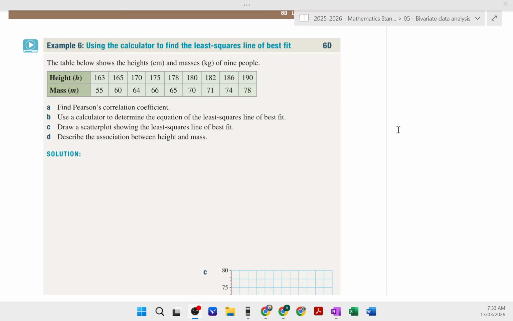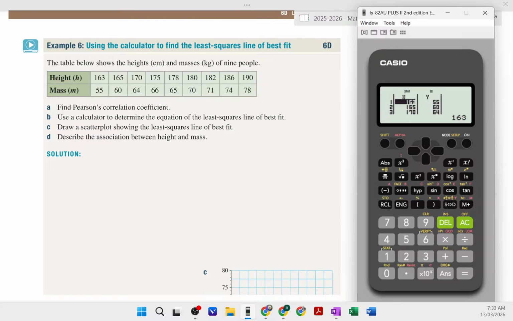So we are once again using the calculator to find the least squares line of best fit. This time we're actually given data. I hope you'll find a bit of a relationship between this and the previous question, but let's see how we go. First, they want us to find Pearson's correlation coefficient.